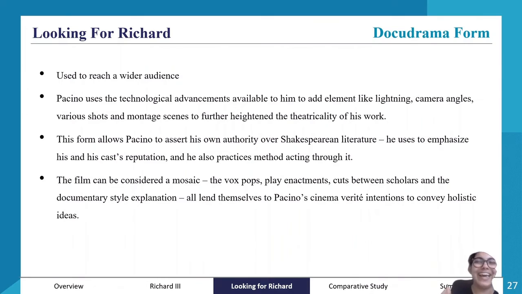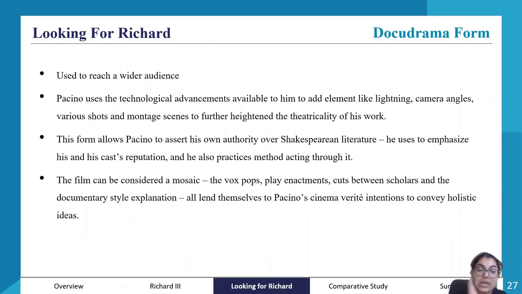I can't claim to say whatever I'm thinking Shakespeare's thinking either, but we can tell that Pacino takes a lot of control over Shakespearean literature. He emphasizes his and his cast's reputation, and he also practices method acting through it, right? He tries to take the form of Richard, to think like Richard, to act like Richard.